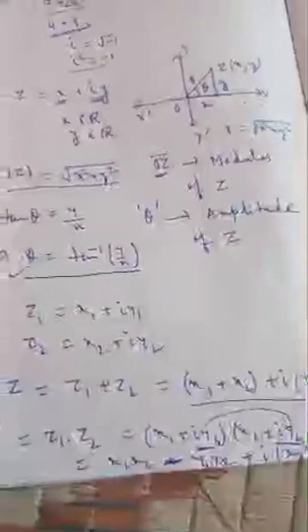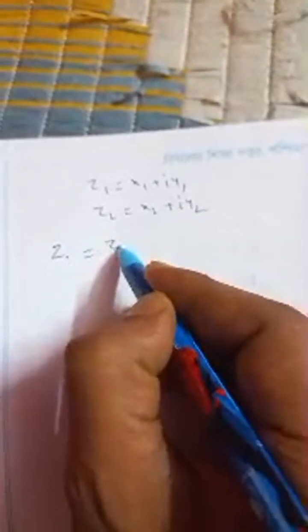So this is the multiplication of two complex numbers. Also you can divide two complex numbers. Again, if you take z1 is equal to x1 plus iota y1, z2 is equal to x2 plus iota y2, then the division will be equal to z1 by z2.